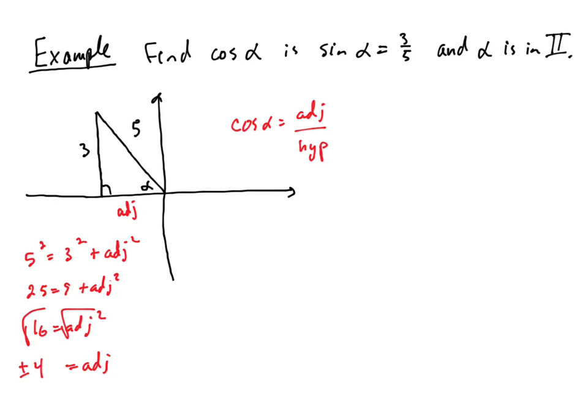Because this is in quadrant 2 and cosine is negative there, the adjacent side is going to take on that negative value. So this is going to be negative 4. Putting it all together, cosine of alpha is the adjacent side divided by the hypotenuse. And that's our answer.